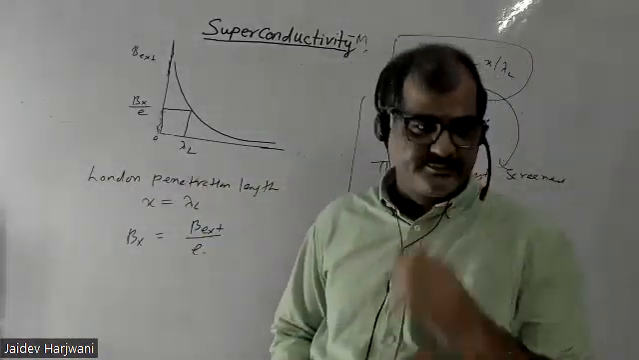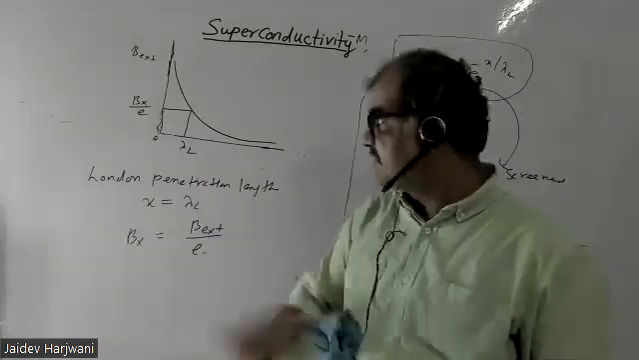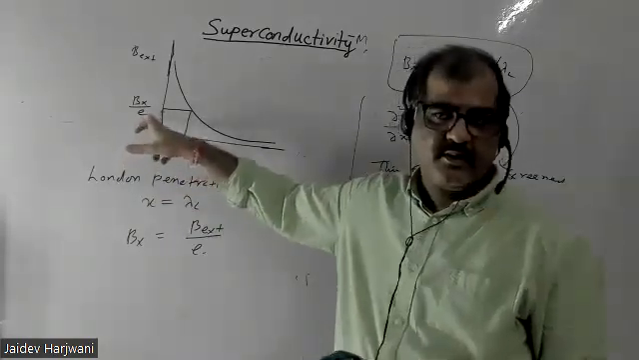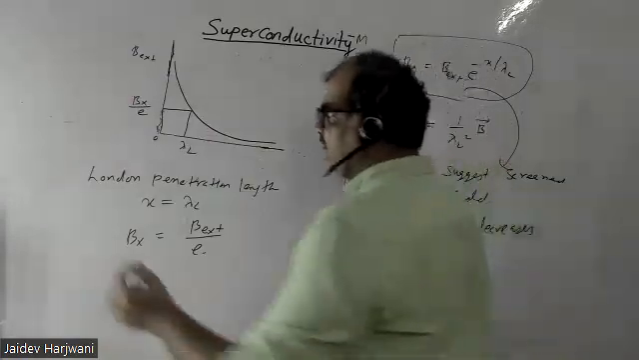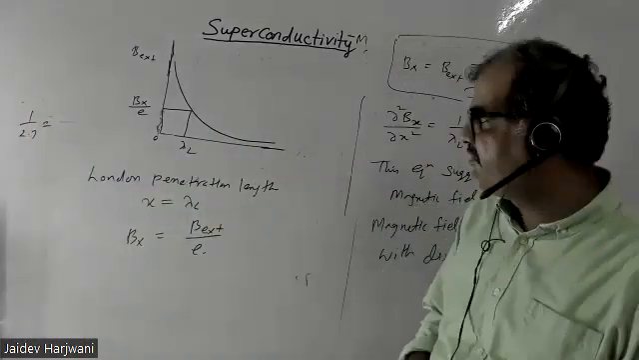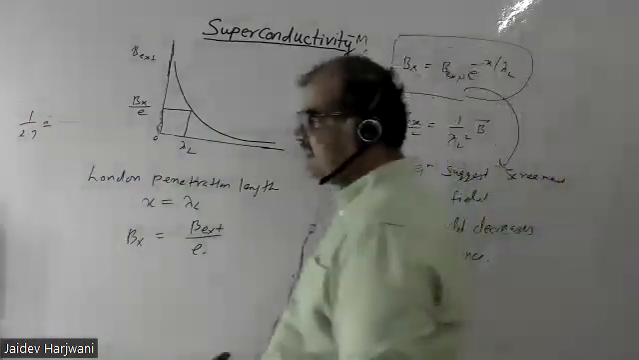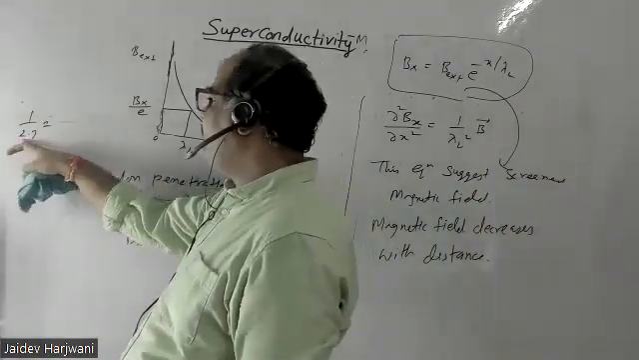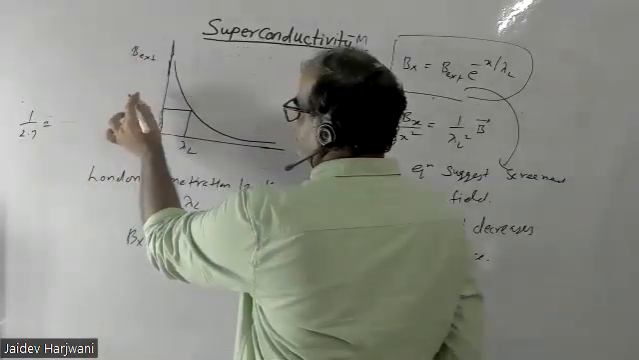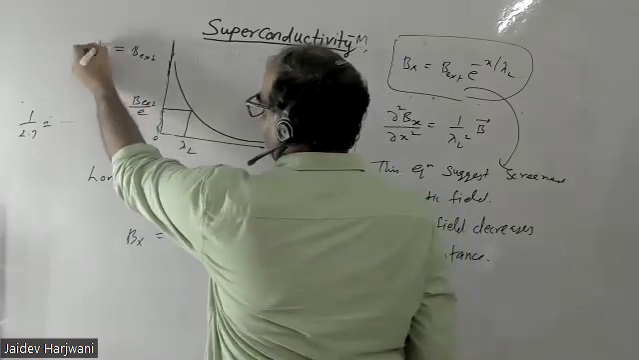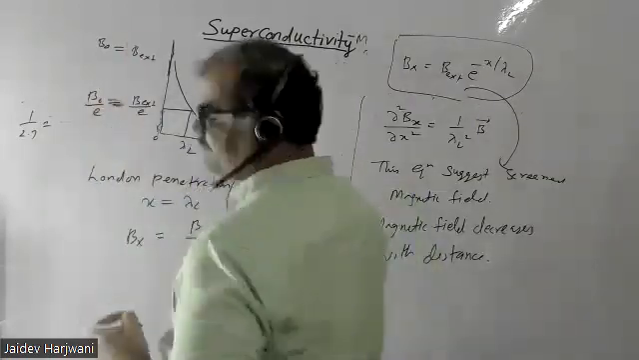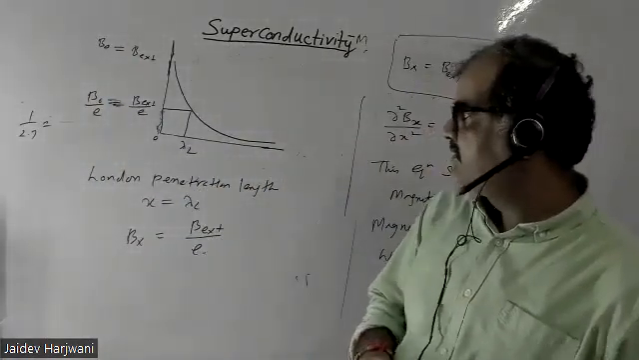How do we get 36%? How much? 36.7, because what is the value of e? 2.7, right? So you divide 1 by 2.7, how much percentage will come? You'll get 36.7 or 9%. If you put 1 by 3, that will come 33, right? So similarly, if you put 1 by 2.7, it will be that fraction of the original. This is B external. You can write it also as B naught, so you can also write B naught upon e. So this was your London theory.